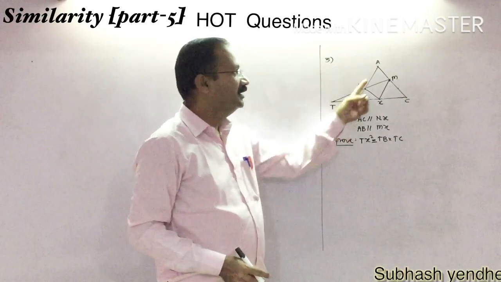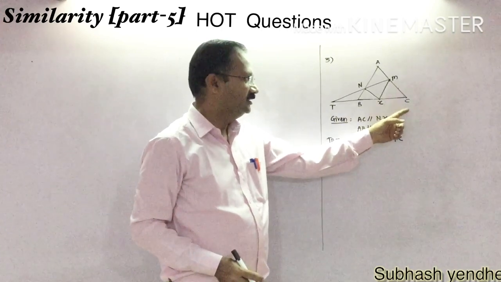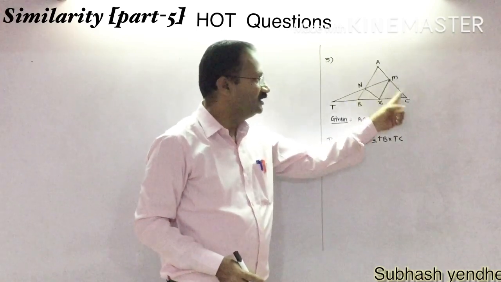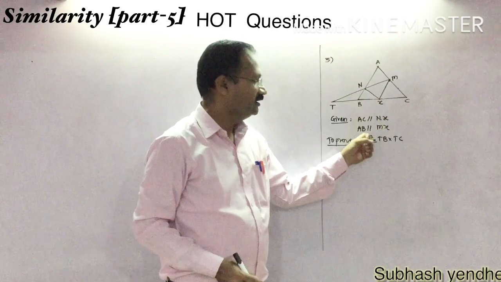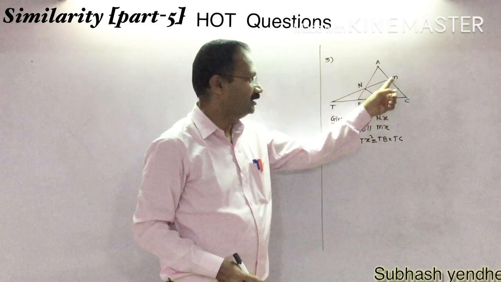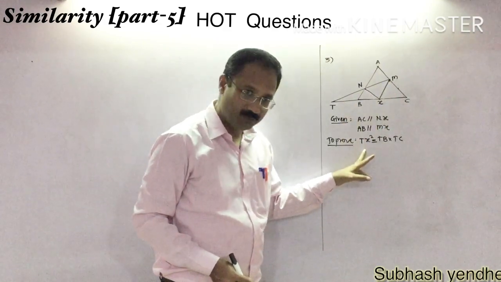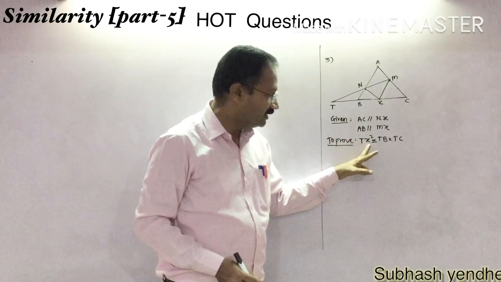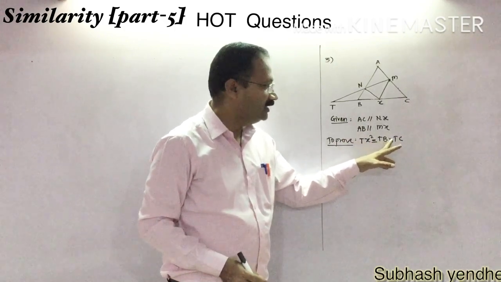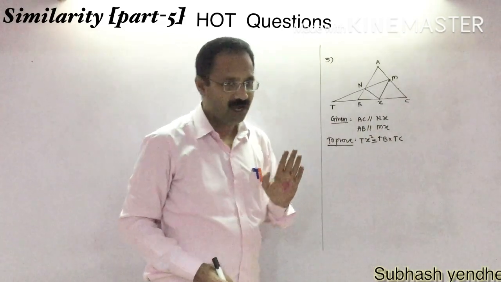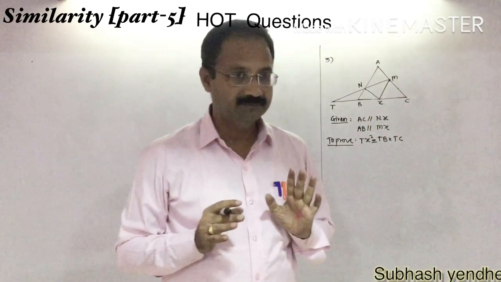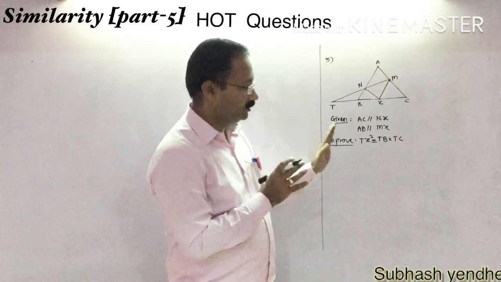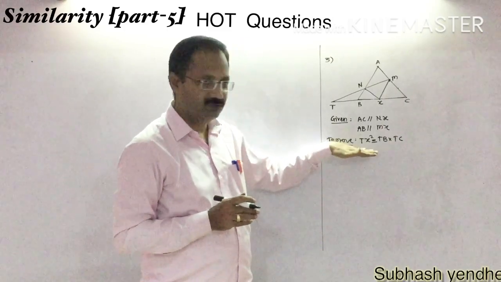Read the sum. In triangle ABC, it is given that AC is parallel to MX and AB is parallel to MX. And you have to prove that TX square equals TB into TC. I want to solve this sum. So I'm going to use all the properties. So I'm asking the question to this one.